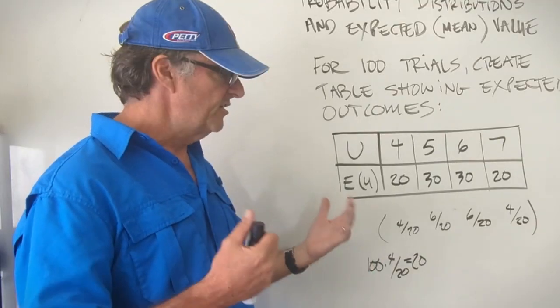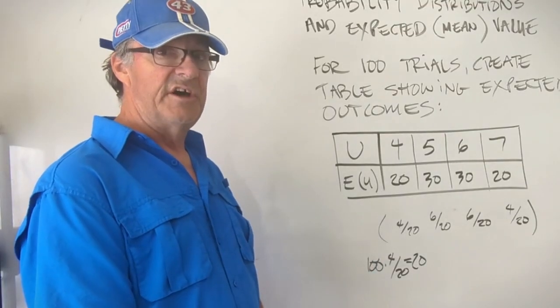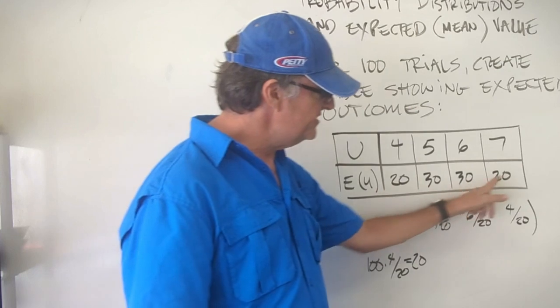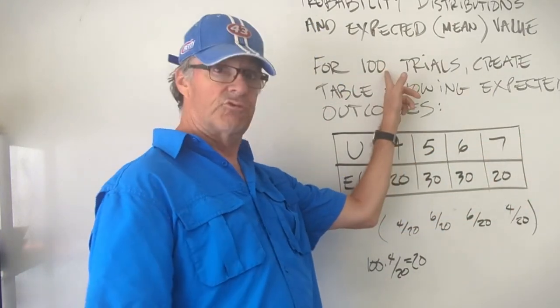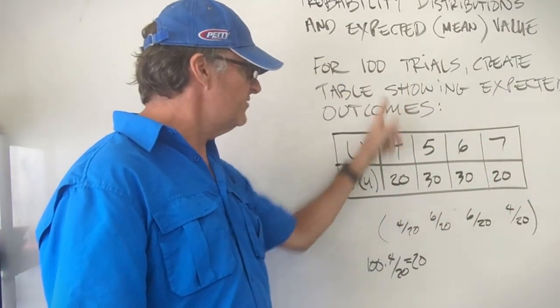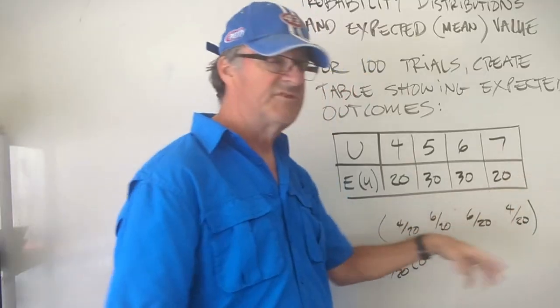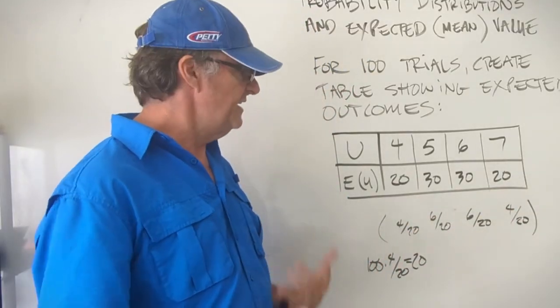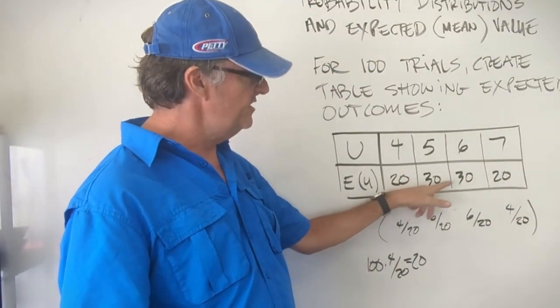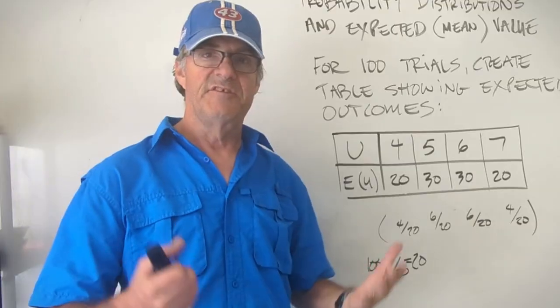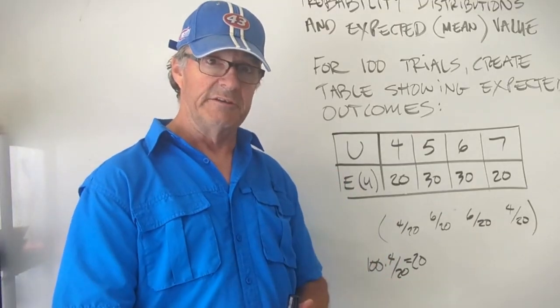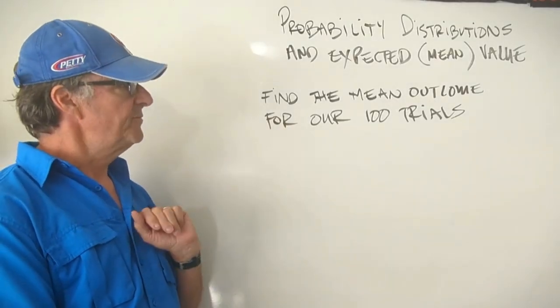So now there's a quick way to check to make sure that was all done right. All of these have to add up to the number of trials. We did 100 trials, so our expected outcomes need to add up to 100, and indeed 20 plus 30 is 50, plus 20 plus 30 is another 50, so that's 100. So we're good.